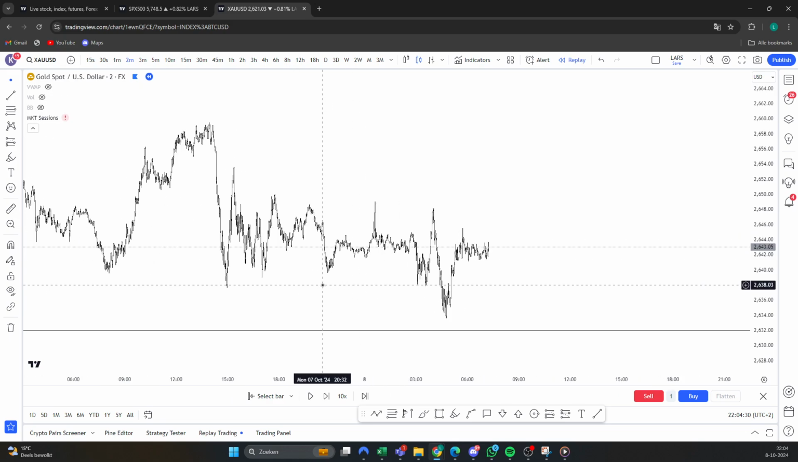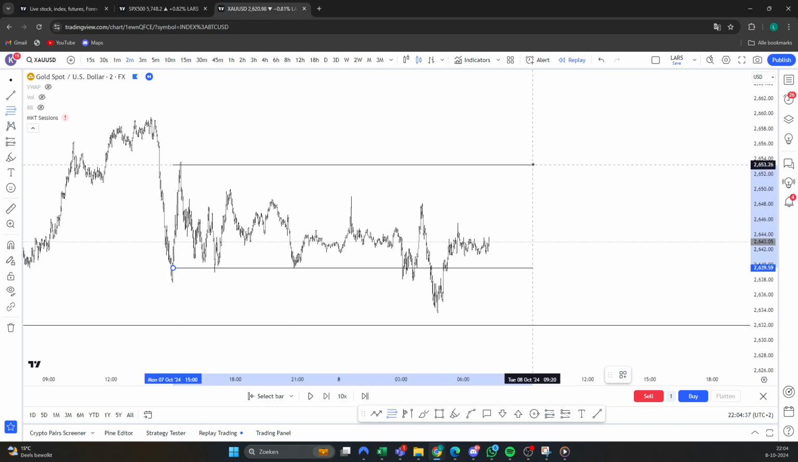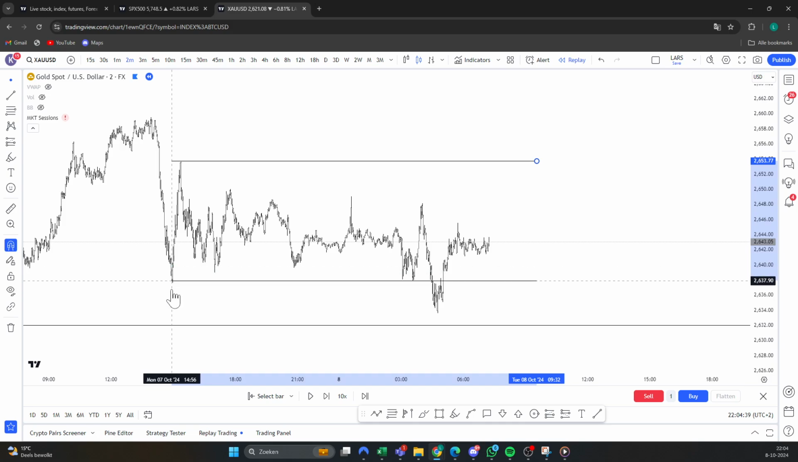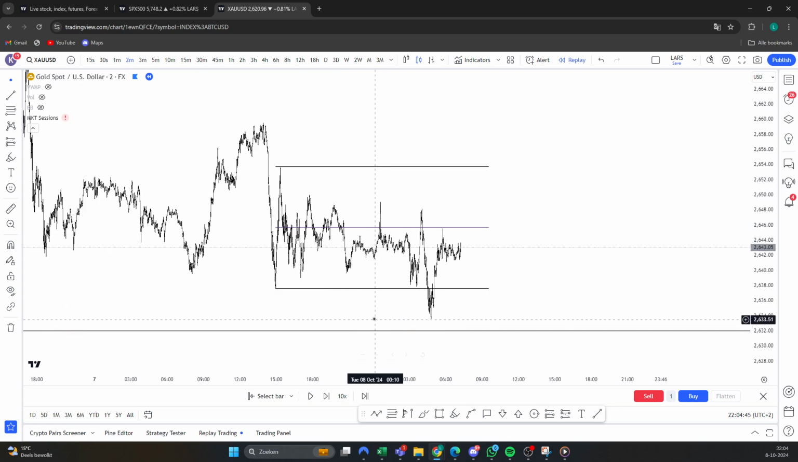Okay? So I was really just focused on that last move, which is that move down. And then we got the move up, and from there, we have our range. Right there we have our range, and this also looks the best, right?